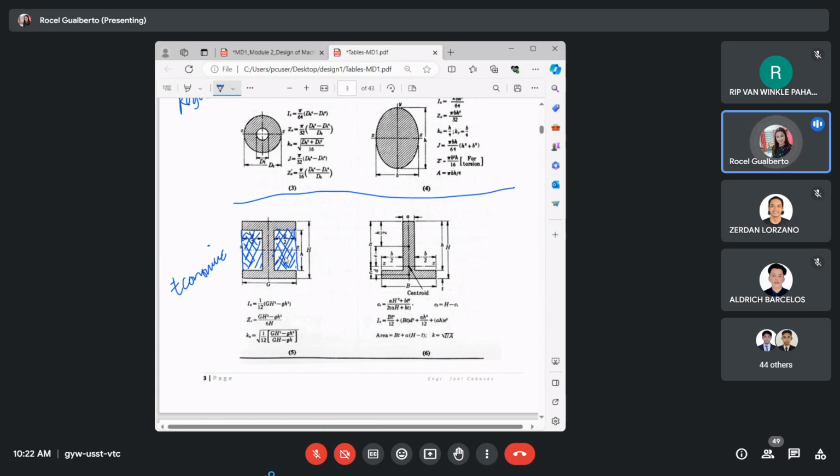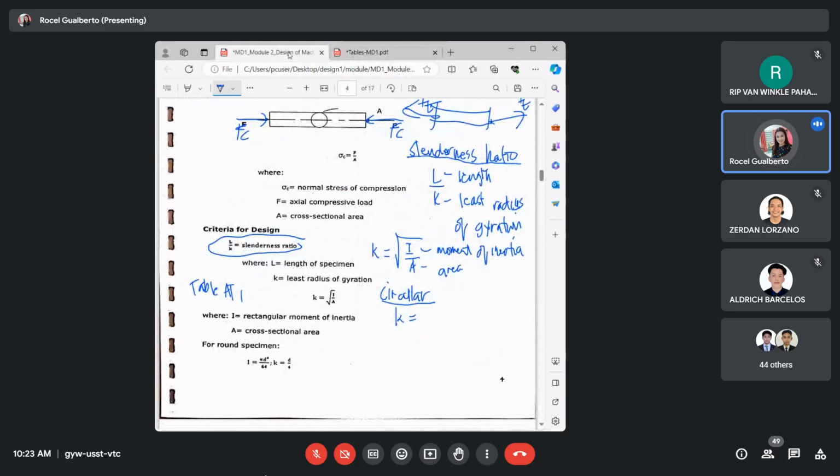Paano naman po kung wala dito? Then, you need to derive for the value of I. Specifically po, kapag economic sections po yan. Halimbawa po, given po sa atin is letter U. A letter U cross-section. So, wala naman po dito. So, you need to derive on your own what would be the value of I, the moment of inertia for a U cross-section. So, dapat po maalam po tayo. Kasi yun po yung gagamitin natin to obtain the value of K. So, balik po ako dito.